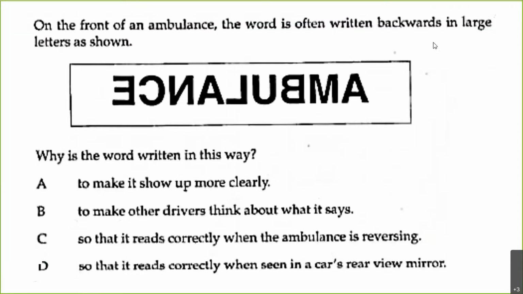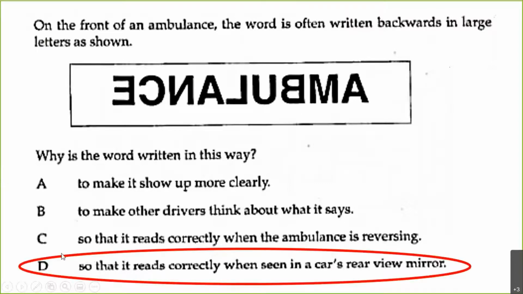All right. On the front of an ambulance, the word is often written backwards in large letters. So why is it written that way? Is it A, to make it show up more clearly? Is it B, to make other drivers think about what it says? Is it C, so that it reads correctly when the ambulance is reversing? Or is it D, so that it reads correctly when seen in a car's rearview mirror? D. Exactly. D, so that it reads correctly when seen in a car's rearview mirror.